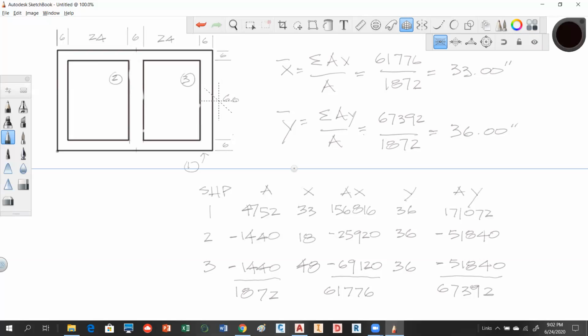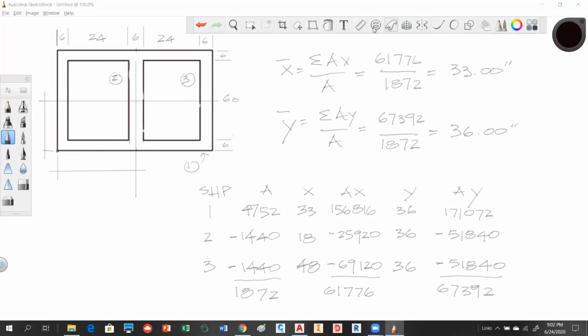Now, as we look at this and think about it, what this is saying is that the centroid is right through the middle this way and right through the middle this way. So this is your x bar distance, and this is your y bar distance. And you can see that this is exactly half of the total, 33, and this is exactly half of the total on this way. So because it's symmetric, notice if we had just done this problem without any holes cut out of it, you would have the same numbers.